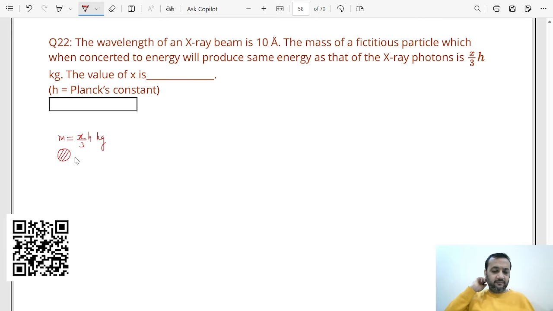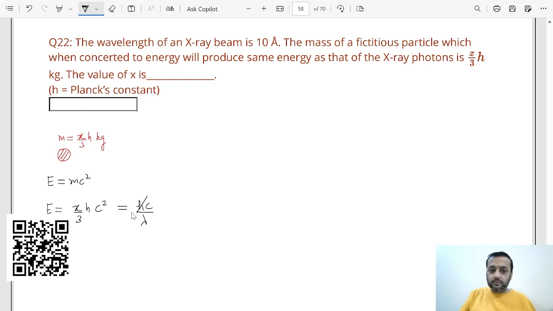Now this mass when converted to energy, it has the same energy as that of an X-ray photon of the wavelength 10 angstrom. So look, when a mass m gets converted to energy, we know that energy released is mc square. All right, that means when this mass will be converted to energy, energy released will be x by 3 into h. This is the mass of this particle into c square. Okay, so this is the energy that will be released, and according to question, this should also be the energy of a photon of wavelength 10 angstrom. So energy of a photon of wavelength 10 angstrom can be written as hc by lambda.